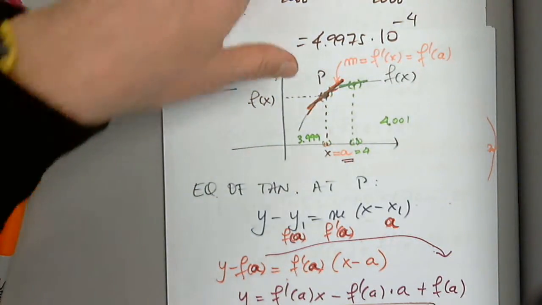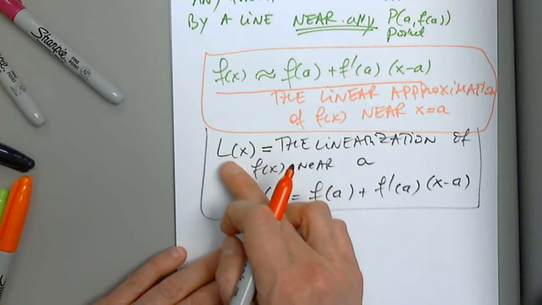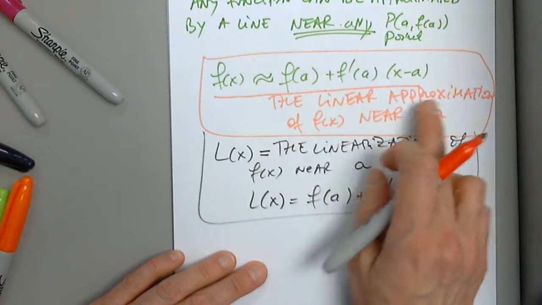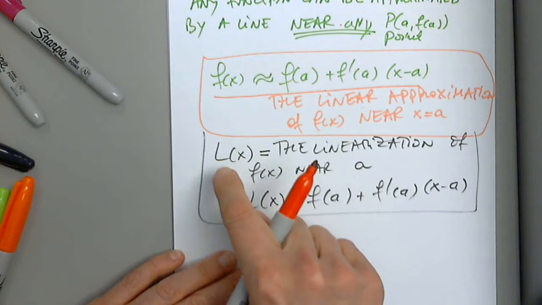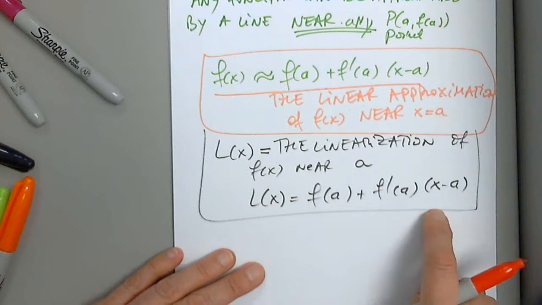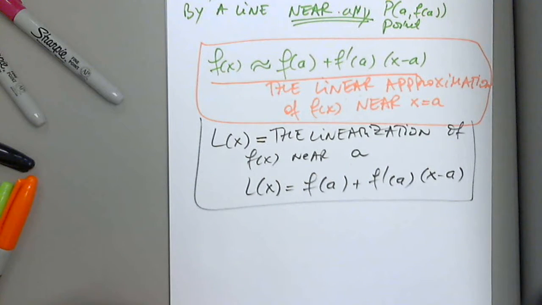That's all it means. So any function, when it's differentiable, of course, can be approximated with a line. Which line? The equation of the tangent line. L of x is the linearization of f of x near a. Any function at any point, if it's differentiable, can be approximated by a line. Which line? The equation of the tangent line.